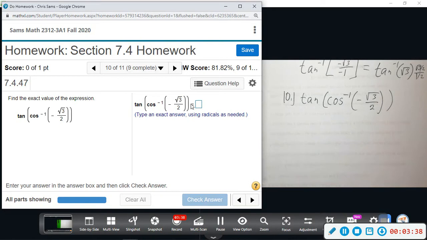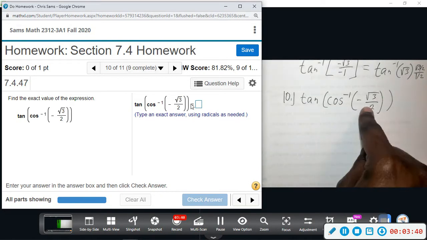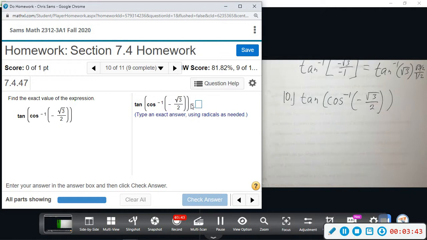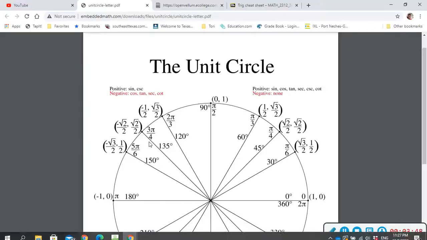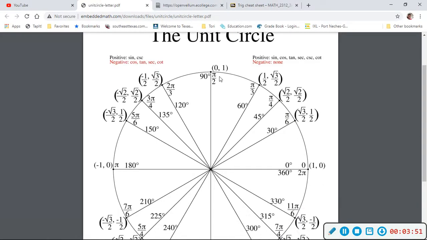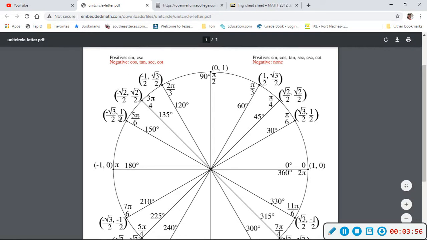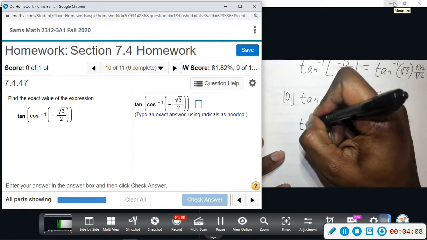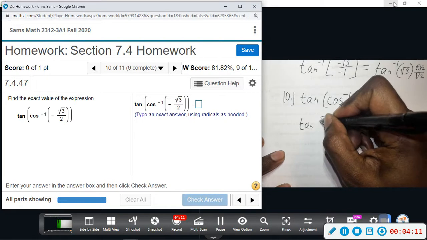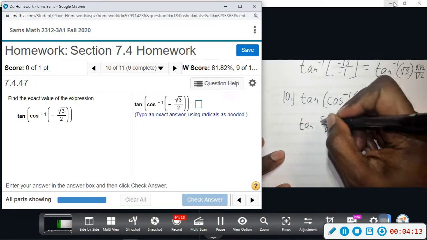Alright, so inverse cosine. Cosine is the x-coordinate, so I'm looking for negative square root of 3 over 2. With cosine, negative square root of 3 over 2. Inverse cosine is restricted to the top half. Cosine is negative over here. The x value, negative square root of 3 over 2, corresponds to 5 pi over 6. So 5 pi over 6. Okay, so this means tangent of 5 pi over 6.